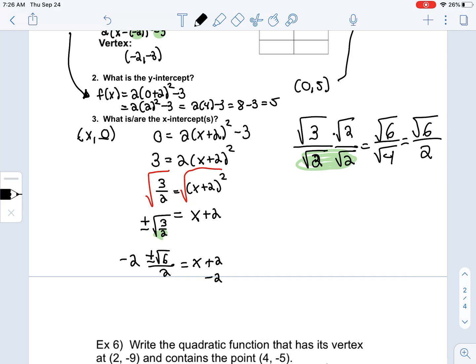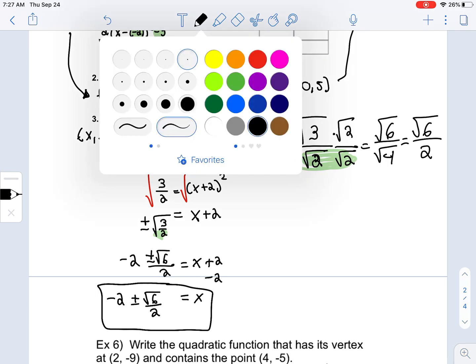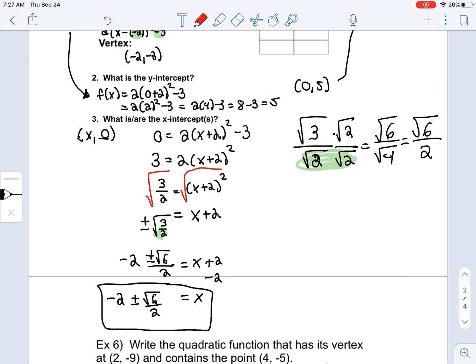Then I need to subtract 2 on each side. So now I have negative 2 plus or minus square root 6 over 2. Now, option 1, I could leave it like this and say these are my x-intercepts. Option 2, since I do have a fraction on the right here, I could rewrite these two fractions with a common denominator.